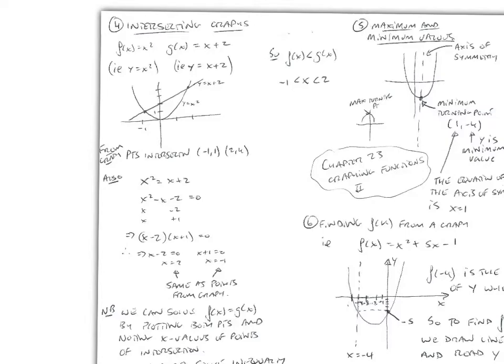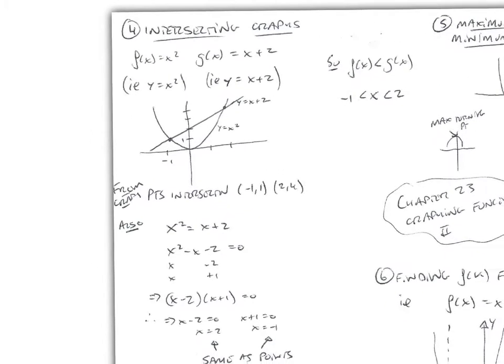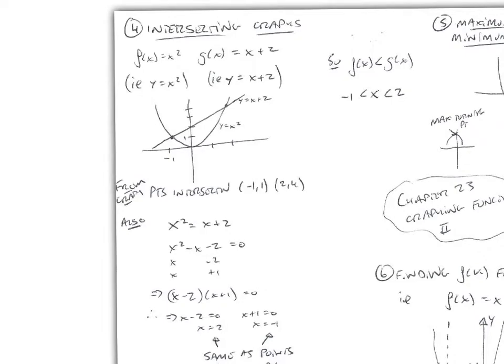Okay, so let's look at intersecting graphs. Let's say we have two functions: f(x) equals x squared, that's a quadratic, and g(x) equals x plus 2, that's linear. That is, f(x) equals x squared is the same as y equals x squared, and g(x) equals x plus 2 is the same as y equals x plus 2.